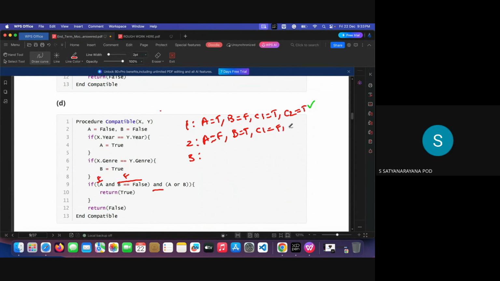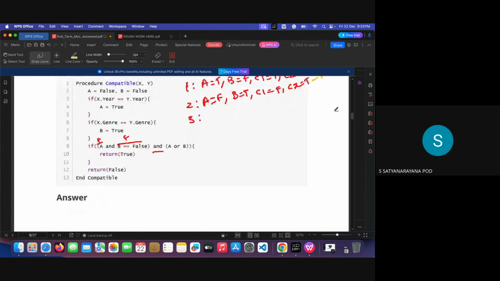Yes, sir. Now, A or B. Any one of these two means either A is true or B is true. B is true, so the second condition is true. Now AND is there, so false and true, what does it return? This will return false. When it fails at this place, definitely it will not be achieved. Clear?